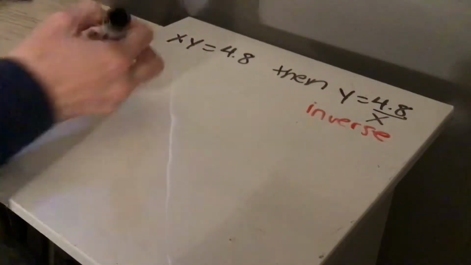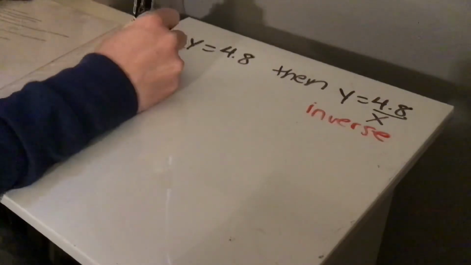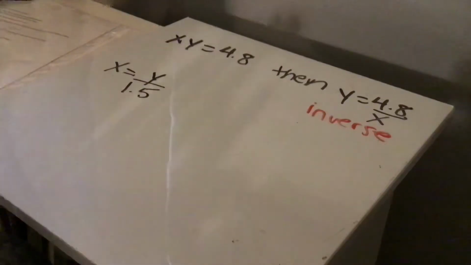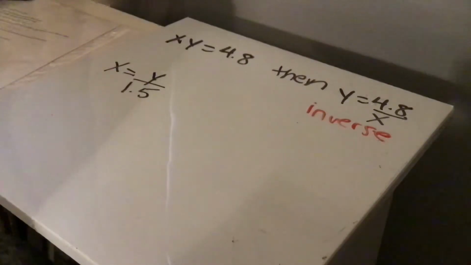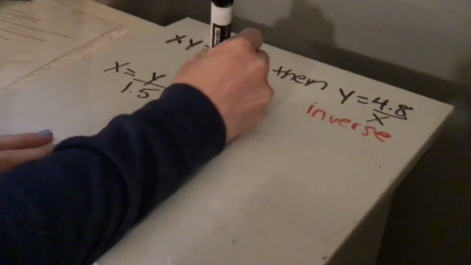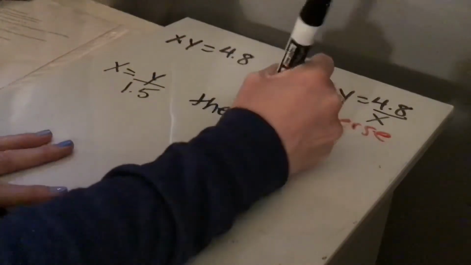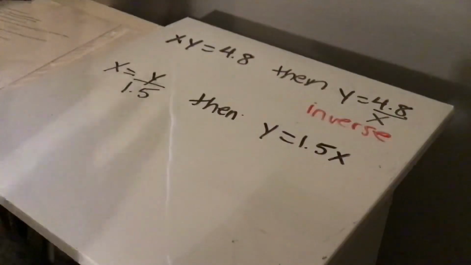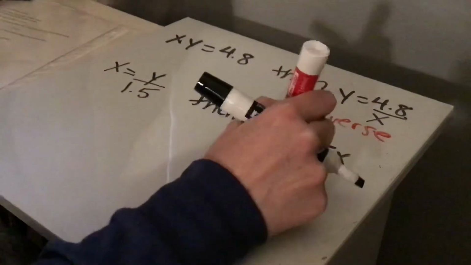If we look at the next one, we're saying that x is equal to y divided by 1.5. To decide if this is direct or inverse variation, we can get y by itself. So we multiply by 1.5, and then y equals 1.5 times x. Now it's a product of x times a constant, so this is direct variation.